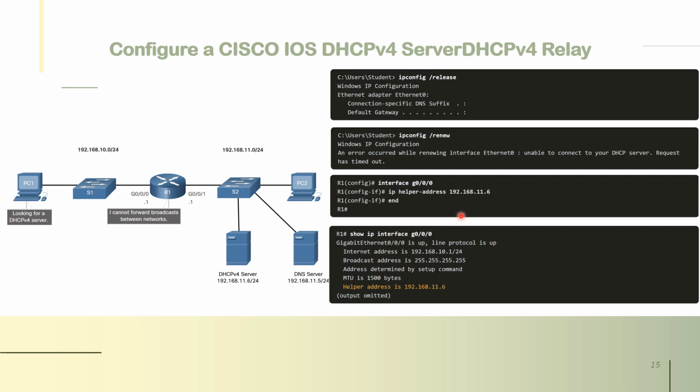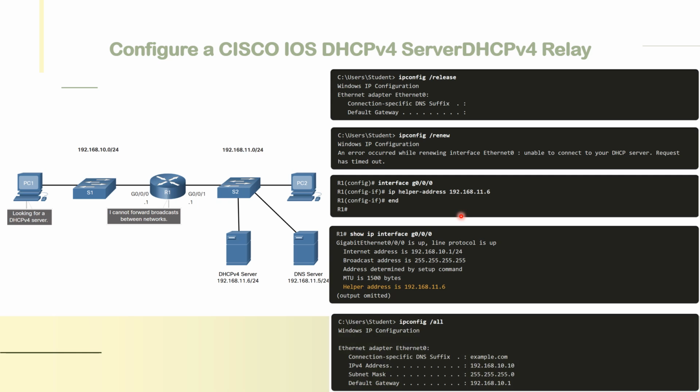And the last step is we go again to our computer PC1, and now by using ipconfig /all, we will be able to acquire an IPv4 address from the DHCPv4 server, as verified with the command ipconfig /all. And as you can see, now we have an IPv4 address, a subnet mask, and a default gateway, all this information provided by the DHCPv4 server with this IP address.